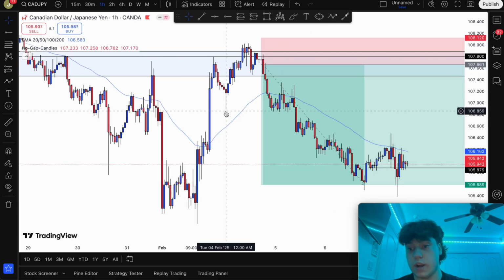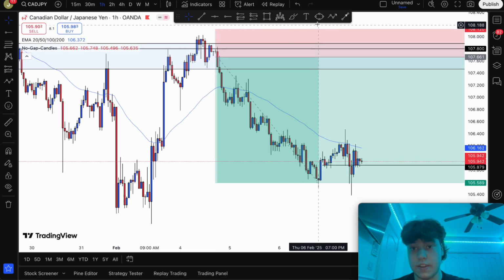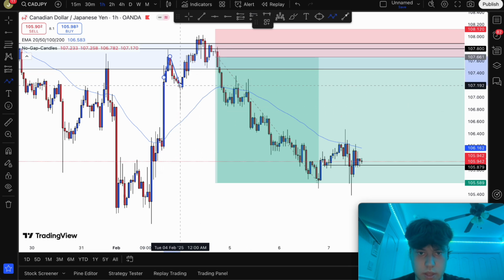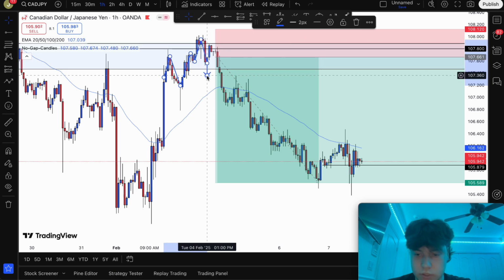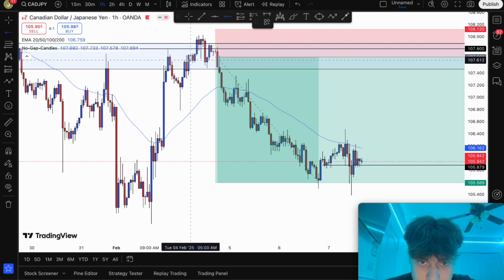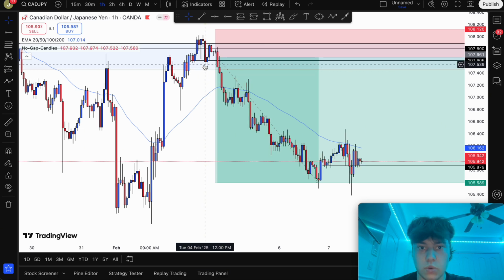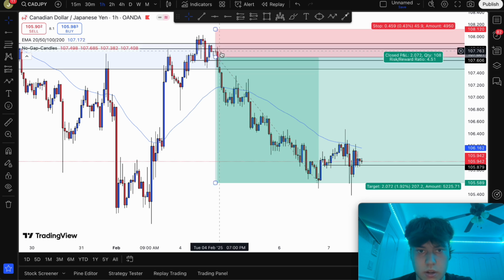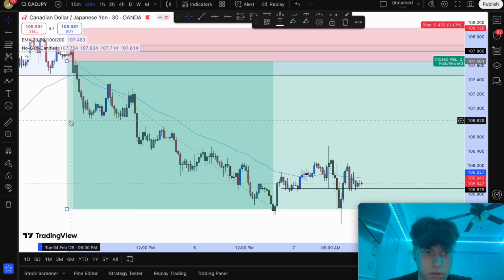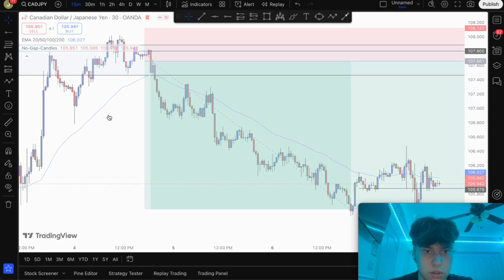So now we go into the 1 hour to find that shift in structure. So we're bullish, and then higher high, and then we create a lower low. As you can see, we closed below this structure point right here. So that means we are bearish. So what I waited for was a pullback into this area, this little structure point right here, for a bearish engulfing on the lower time frame. 15-minute.